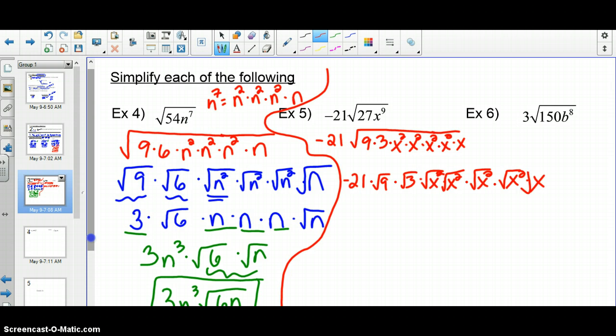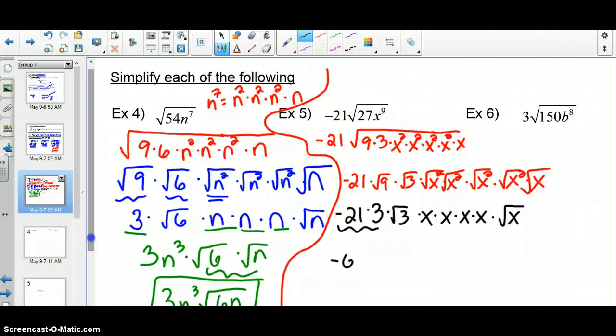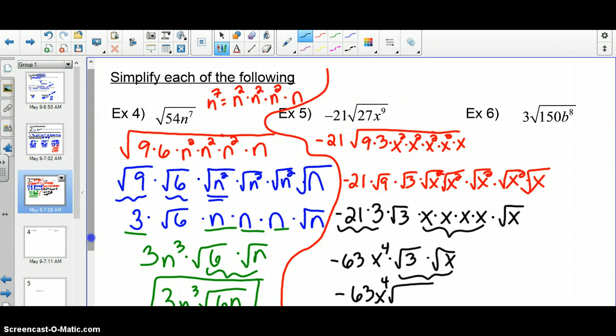All right. Then go through and simplify. This is going to be negative 21 times 3 times root 3 times x times x times x times x times root x. So if we simplify this, multiply these together, that's going to give me negative 63, and then multiply these together times x to the 4th. Then I'm going to have multiplied by root 3 times root x, which we can combine with a multiplying underneath.